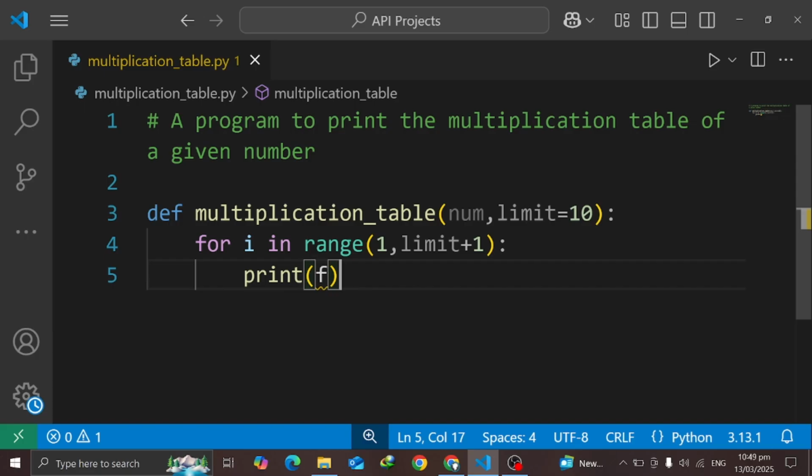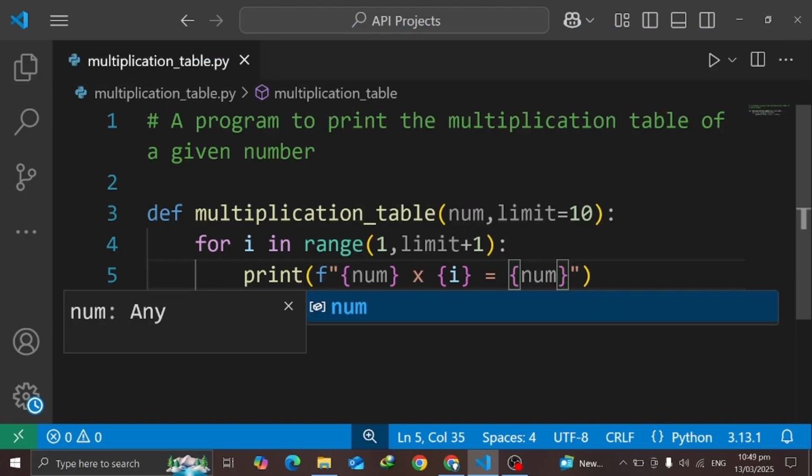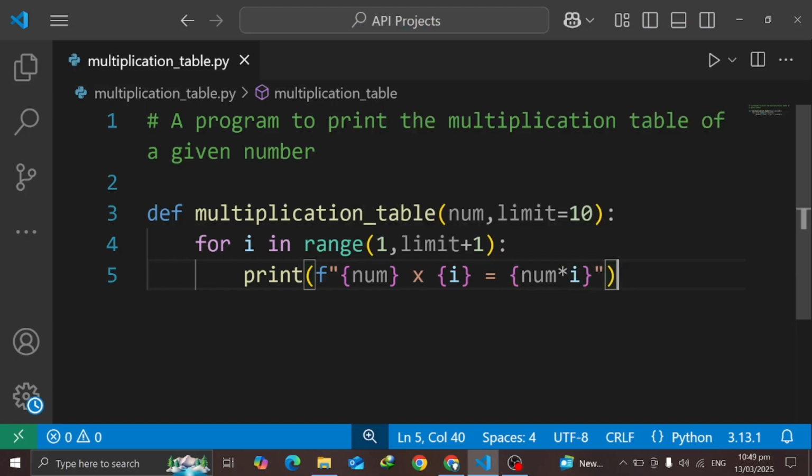We use an f-string. I times number, okay. The number times I is equal to number multiplied by I, and we show the results.